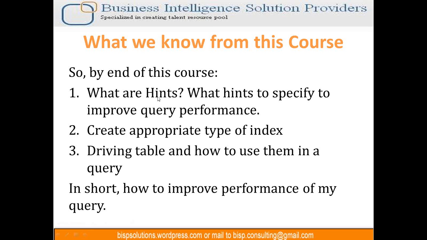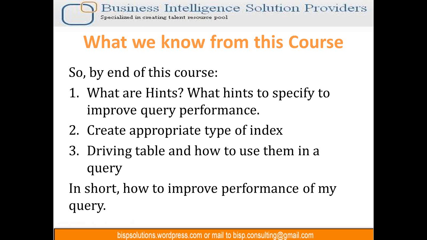By the end of this course, we will also understand what hints are, and what hints to specify to improve query performance. We'll understand what exactly a hint is and what the different types of hints are. To improve my query performance, can I specify any hint? If yes, what are the appropriate hints to improve performance at appropriate points? Also, when you create a table, we'll also create some indexes. The dummy rule we know is that an index improves query performance. That's true, but not in all cases.